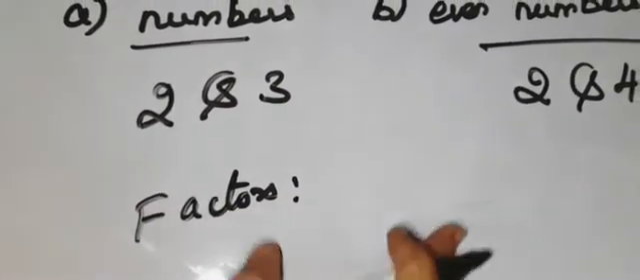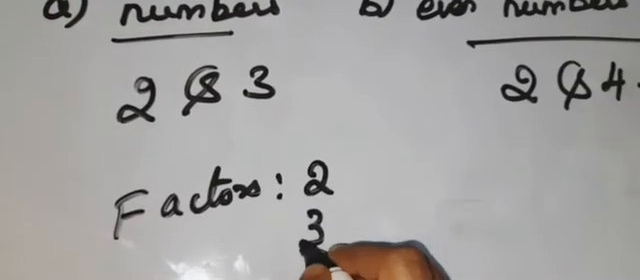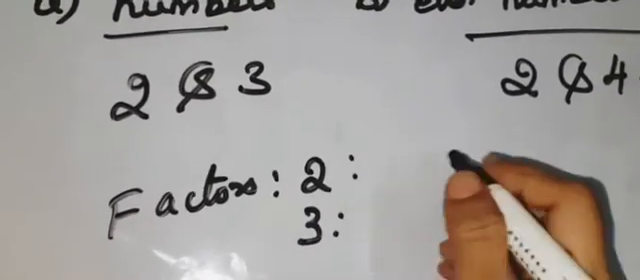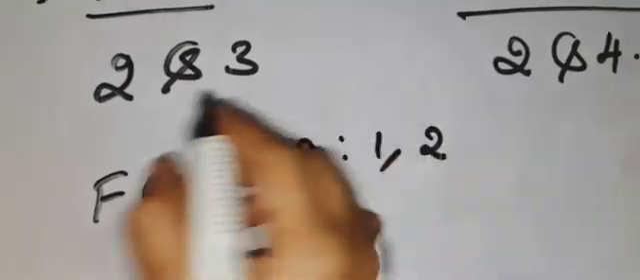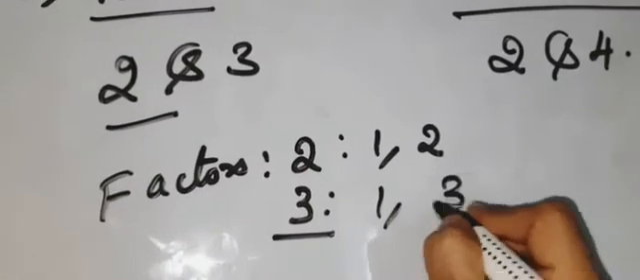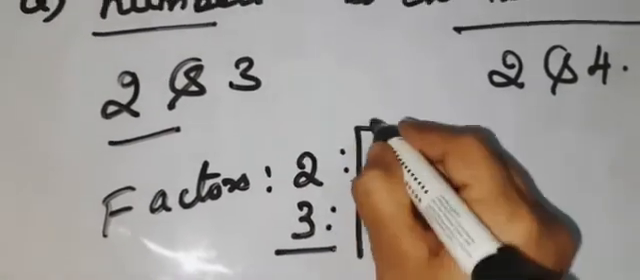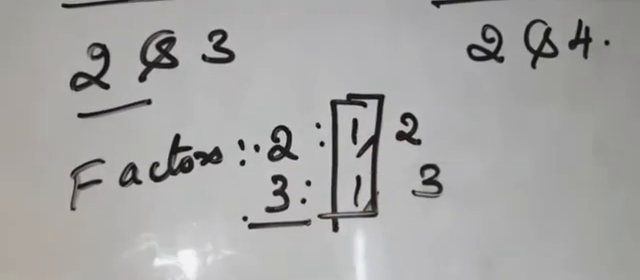First, you have to find out the factors of 2 and 3. So what are the factors of 2, students? 1 and 2. So 1 and 2 are the factors of 2. Then the factors of 3 are 1 and 3. So what are the common factors among these two, 2 and 3? The common factor is 1.